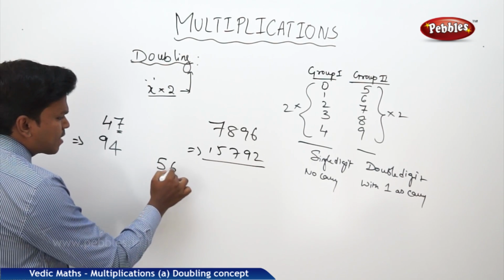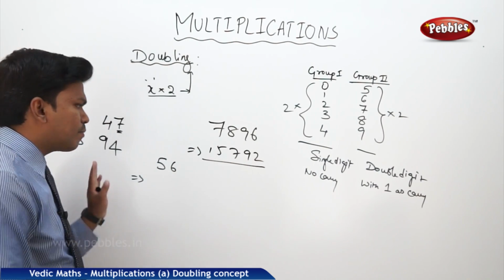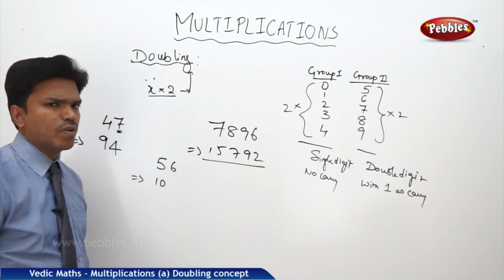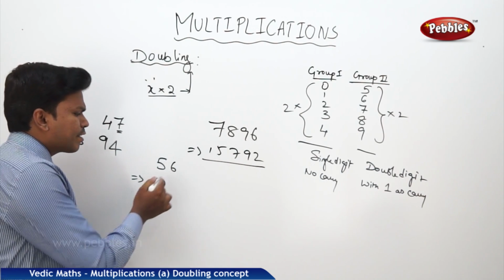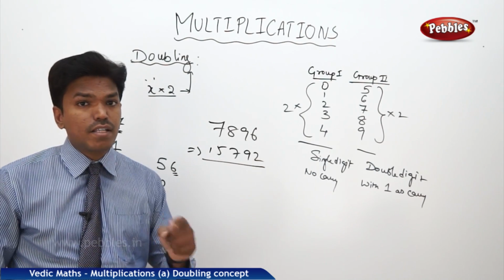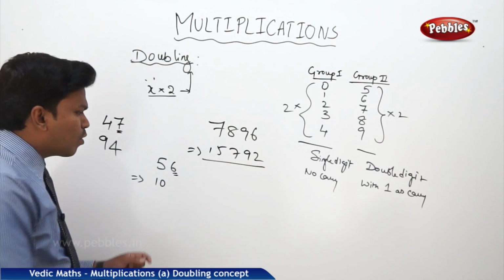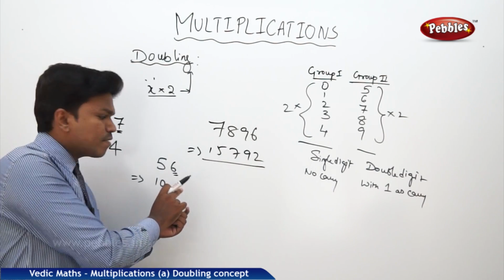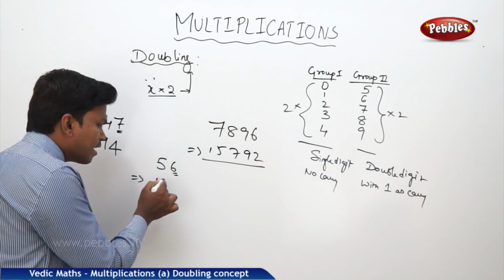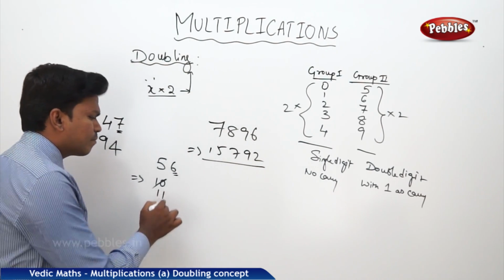Suppose 56. I want the double of 56. Now start from the left. 2 5s are 10. Yes, write the 10. But after writing 10, check whether the next number is group 2 or group 1. Yes, 6 is a group 2. If you multiply group 2 number 6 with 2, you are going to get 12. That is 1 as a carry to the next number. Yes or no? That's why I am writing this 10 as 11 by increasing 1 before only.